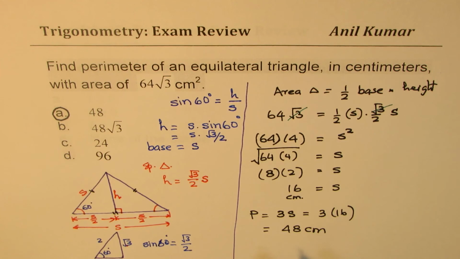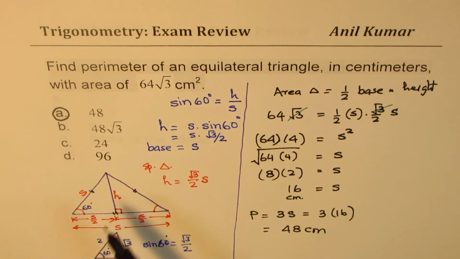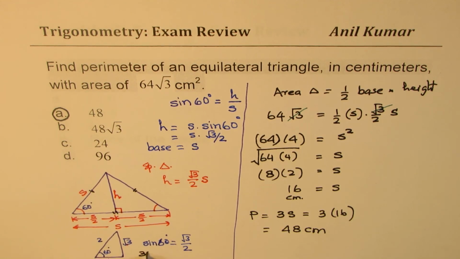Go through it once again so that you understand how to work with the area of an equilateral triangle. And this relation, which we call the 30 degrees, 60 degrees, 90 degrees special triangle, is very important to solve all such questions.